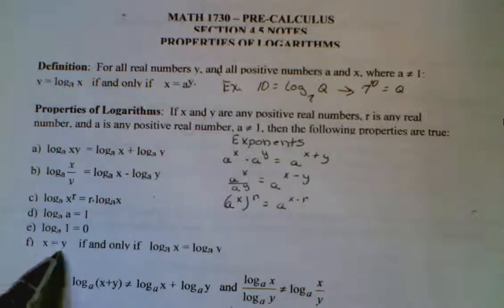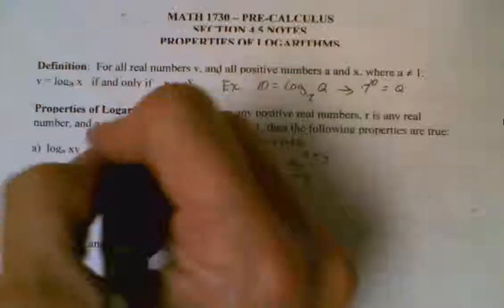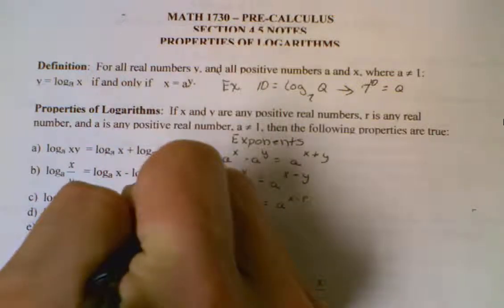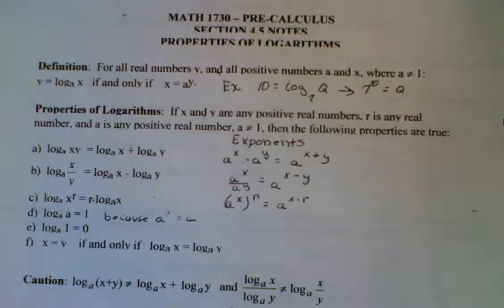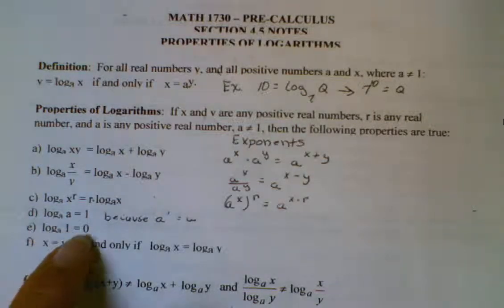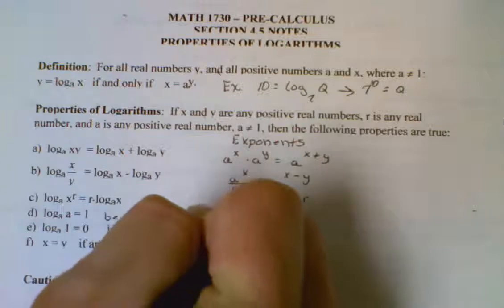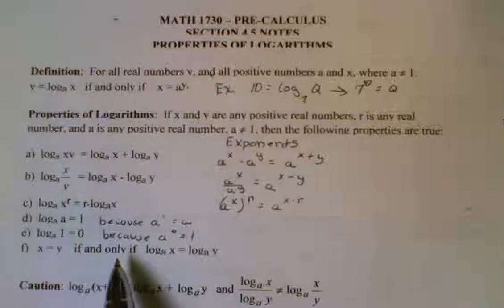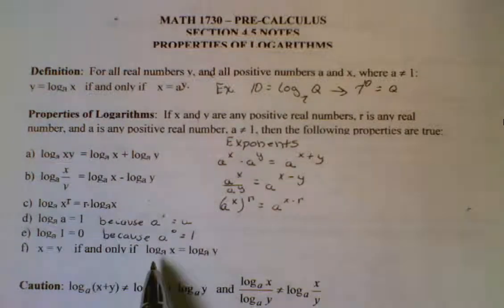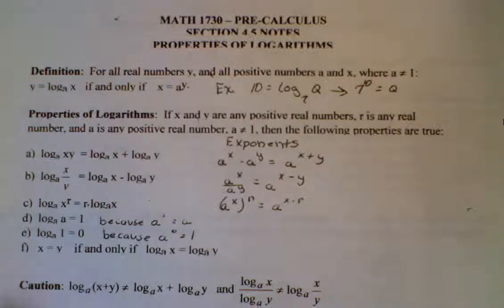These last three properties we talked about yesterday. Log base anything of itself is 1 because anything to the first still gives you itself. Log base anything of 1 is 0 because anything to the 0 gives you 1. And then finally, this was our theorem on logarithms. Logarithms are 1 to 1. If you have two logs that equal each other, then their arguments have to equal each other as well.